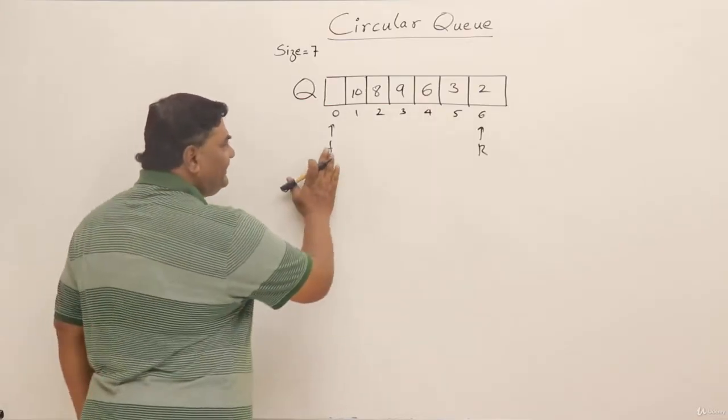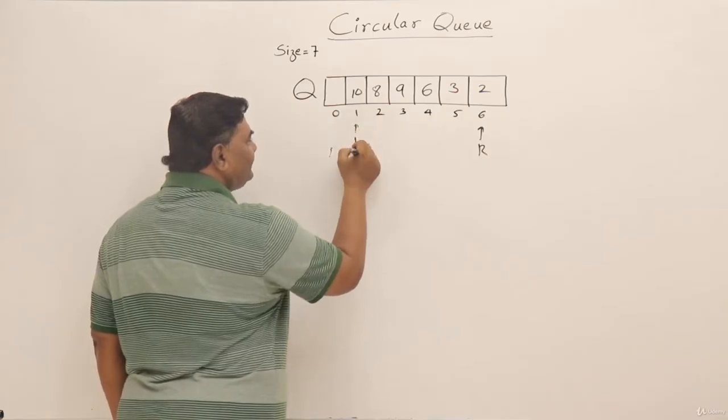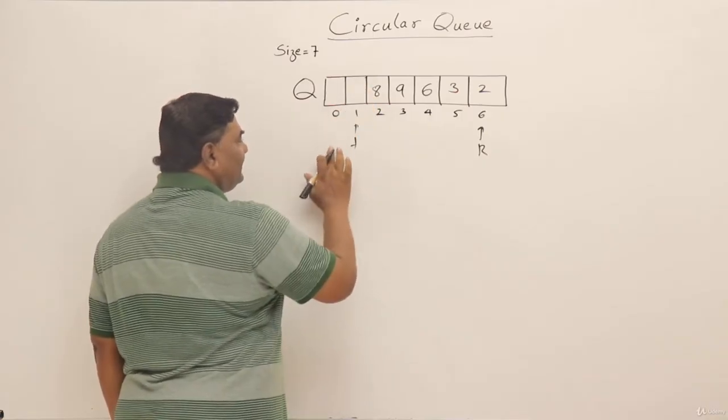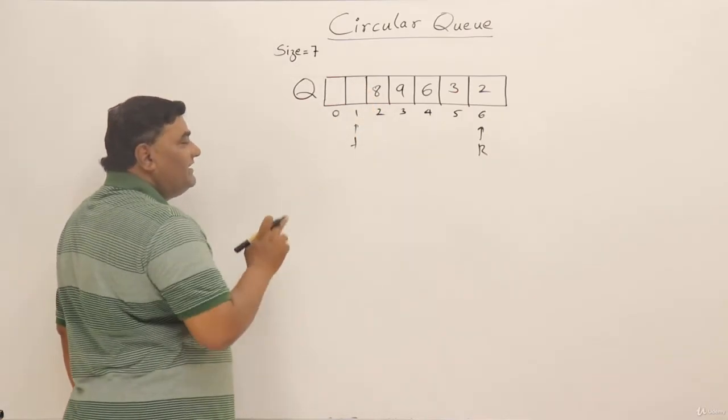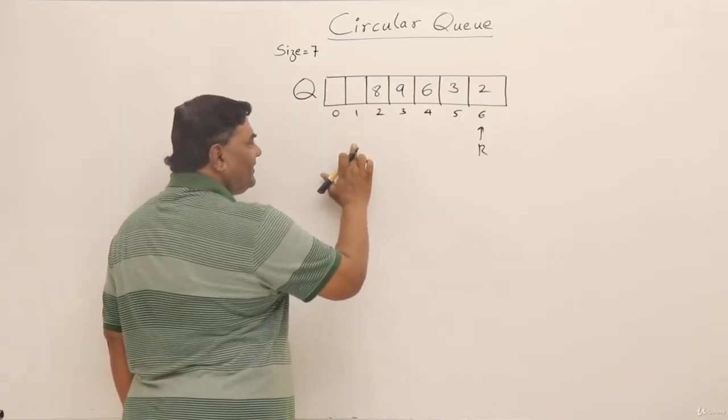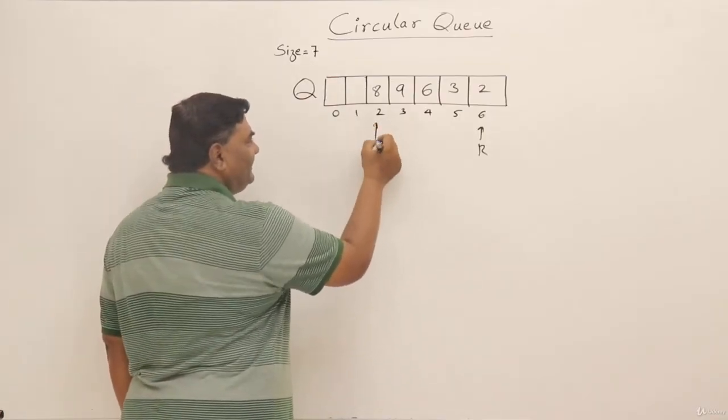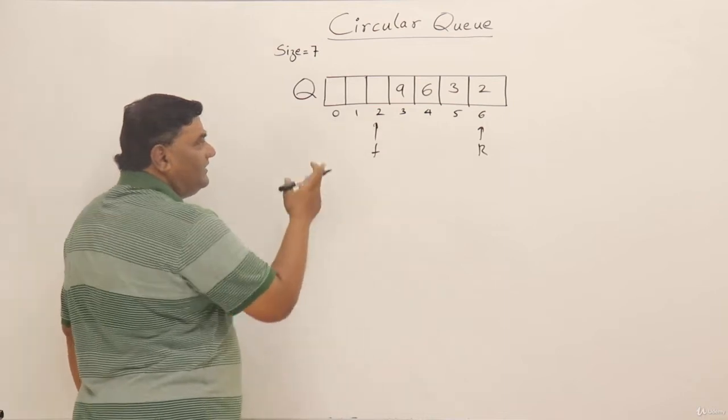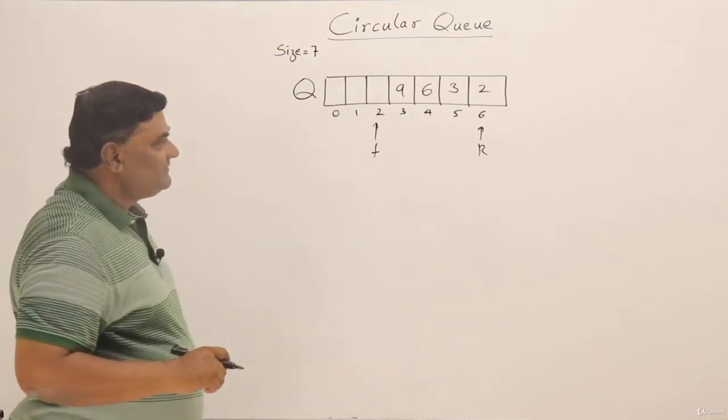So first element I will delete. For that, move front to the next location and remove the element. So that element is deleted. I want to delete one more element. So move front to the next location and delete the element. So this element is gone. Now I have free spaces.